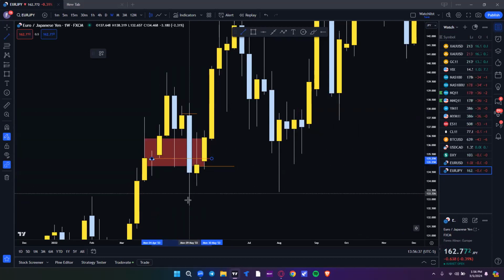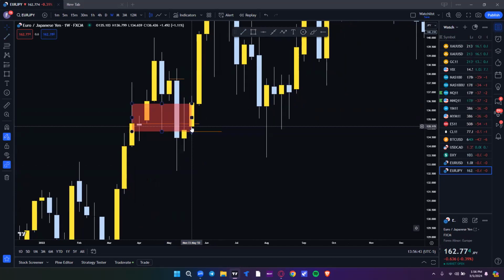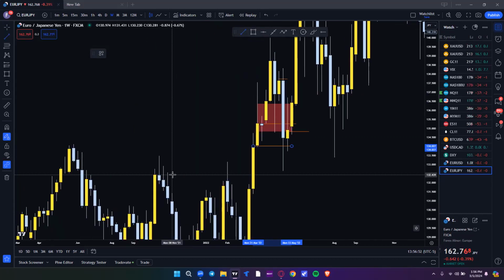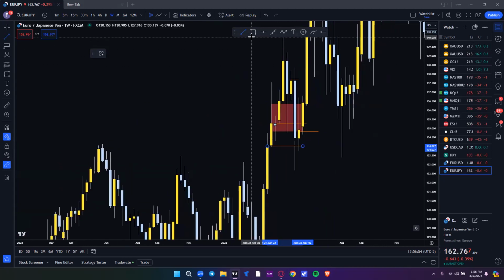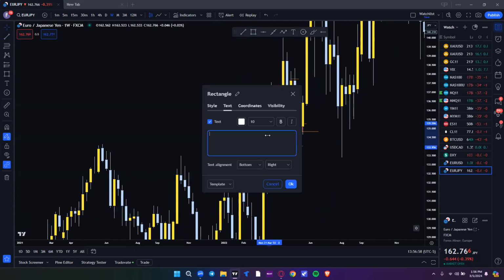Price closed below it, retested it. So if this was really truly resistance, price should have knocked itself down. But price found support here. Let me just see something real quick. I want to see something. What kind of significance does this level have?